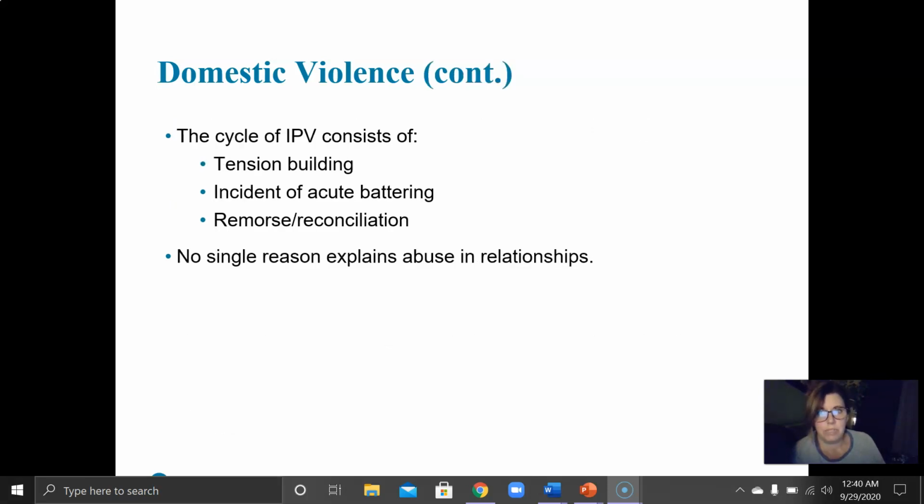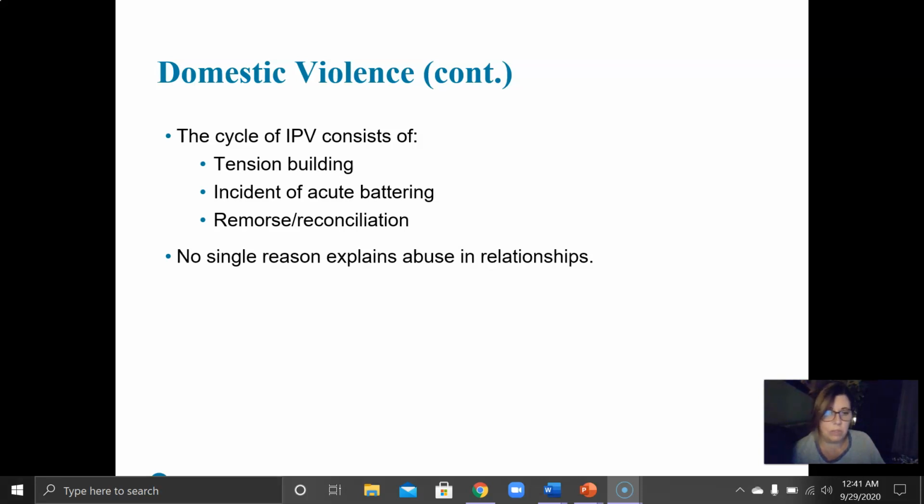This cycle of intimate partner violence was developed by psychologist Lenore Walker, and it consists of three major phases: tension building, incident of acute abuse or battering, and remorse or reconciliation. So there's a cycle, right? It'll go up, like we'll build. There'll be an explosion. And then there's kind of like this honeymoon phase, and we're going to come back together, and I'm going to be really sorry, and we're going to make up, and then we're going to go back into tension building. And it's going to build, and then there's going to be an explosion, and round it goes.